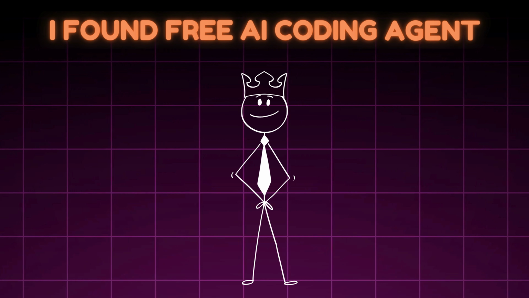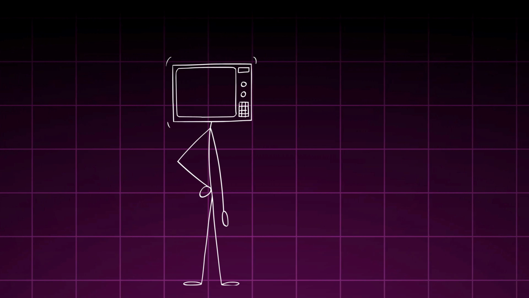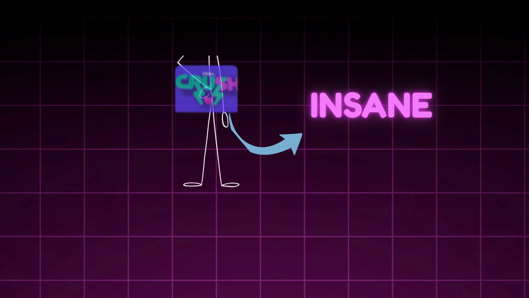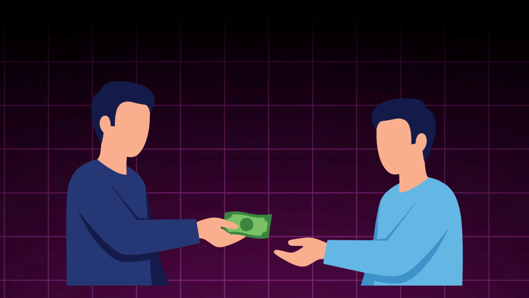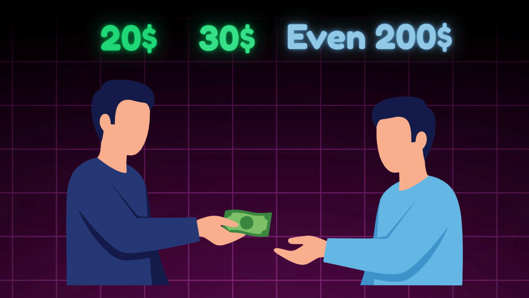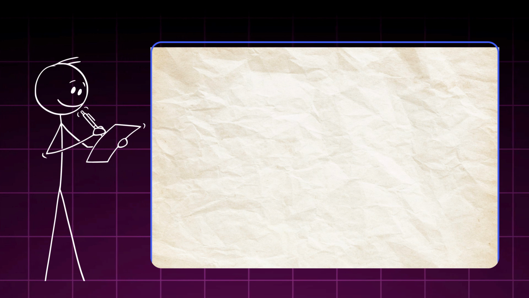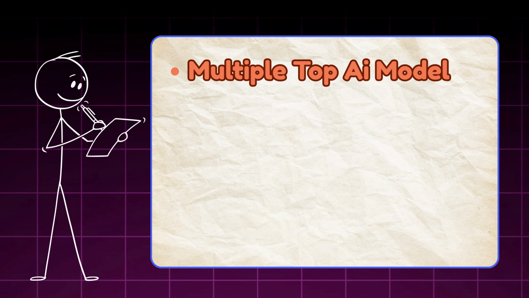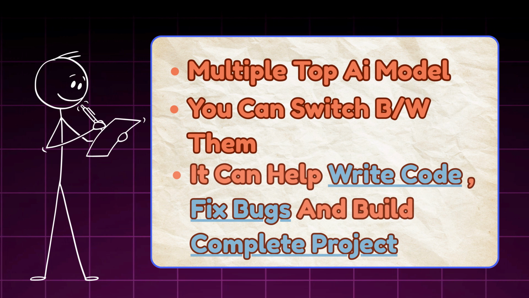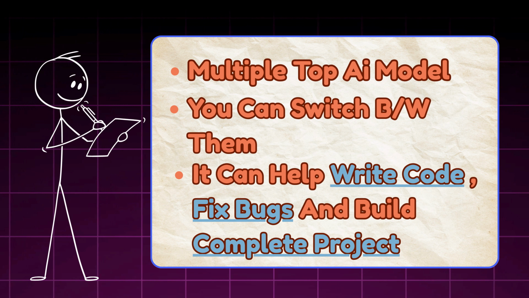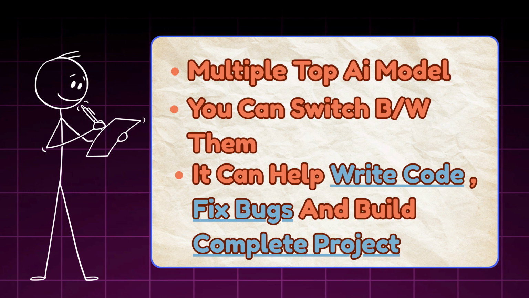I just found a completely free AI coding agent, and honestly, this thing is kinda insane. Most AI coding tools will charge you 20, 30, even $200 a month. But this one? Totally free. You get access to multiple top AI models, you can switch between them anytime, and it'll help you write code, fix bugs, and build entire projects without spending a single dollar.